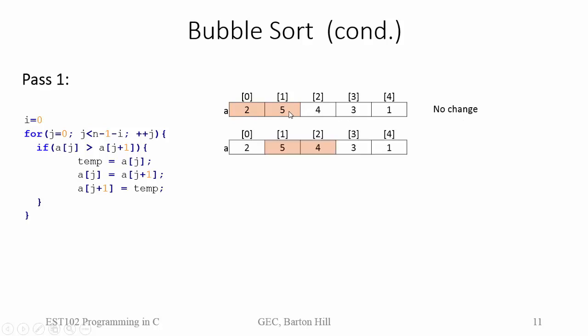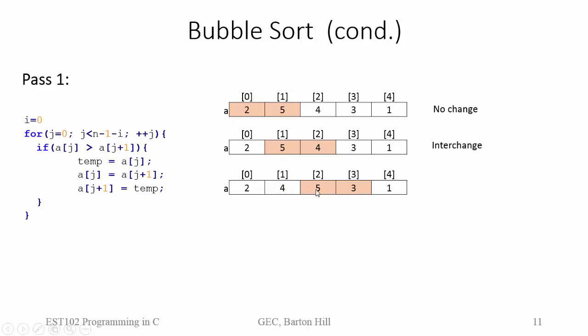Then we compare a of 1 and a of 2, the next two adjacent elements. Here a of 1 is greater than a of 2, so we will interchange. These two elements are not in order, so we interchange them. So 4 will come here and 5 will come here.